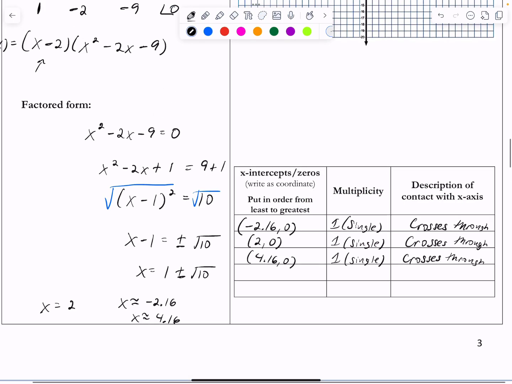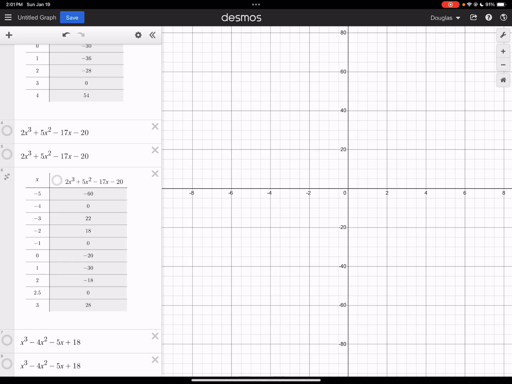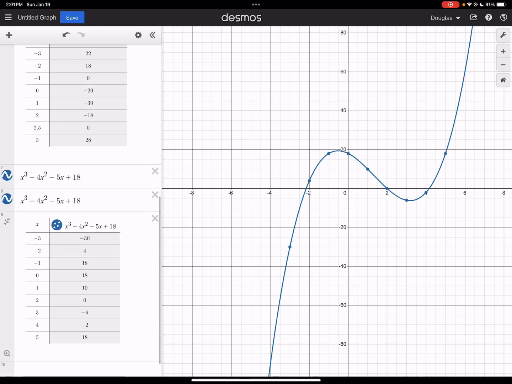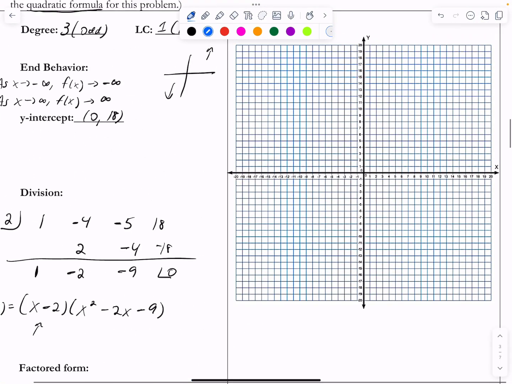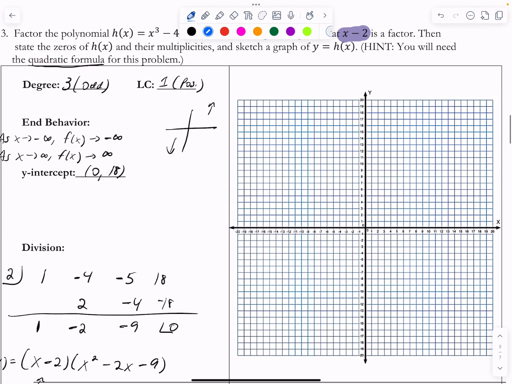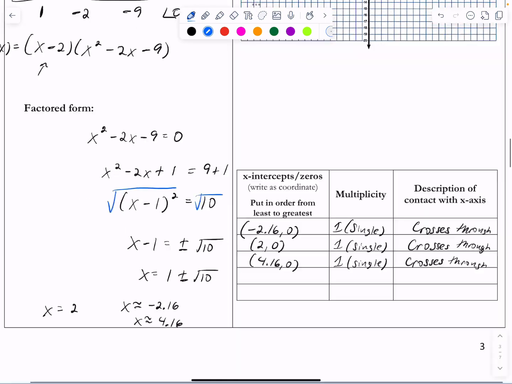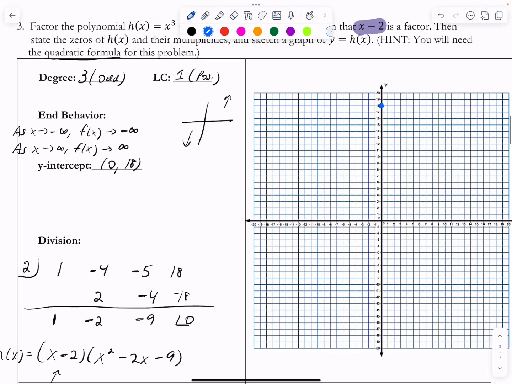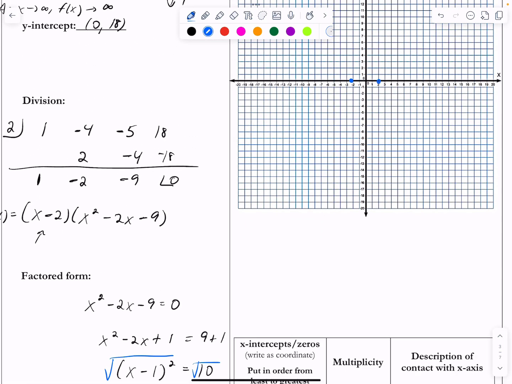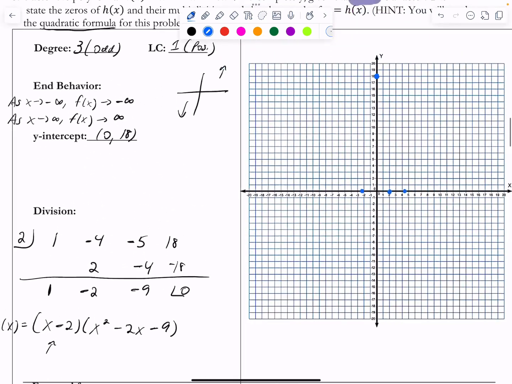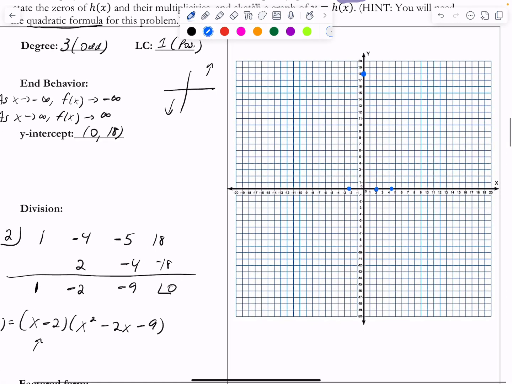Now, when I plot this one, Desmos, I have the color blue. Did I have blue before? No, it's red. I'm going to use blue. Okay. So I'm going to do 0, 18. And my x-intercepts are negative 2.16, approximately there. Then positive 2 and 4.16. Y-intercept is already plotted. We have our end behavior going bottom left to top right. I'm going to see if I have any other.